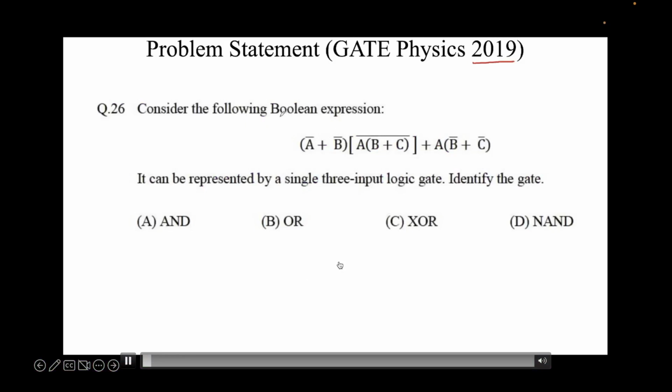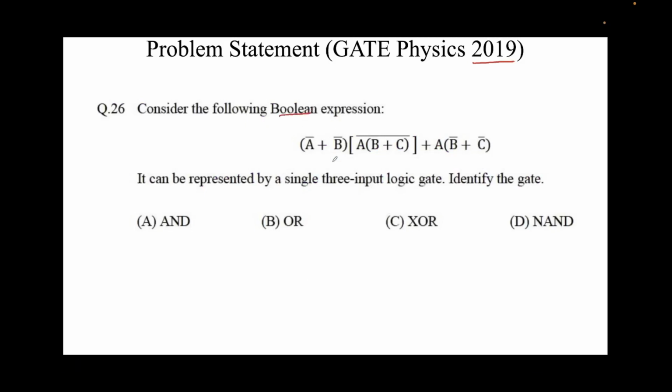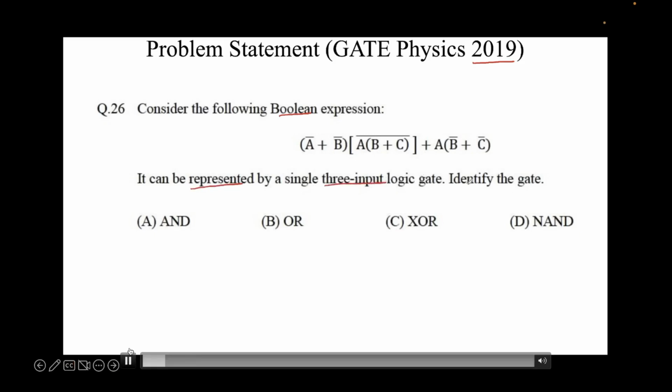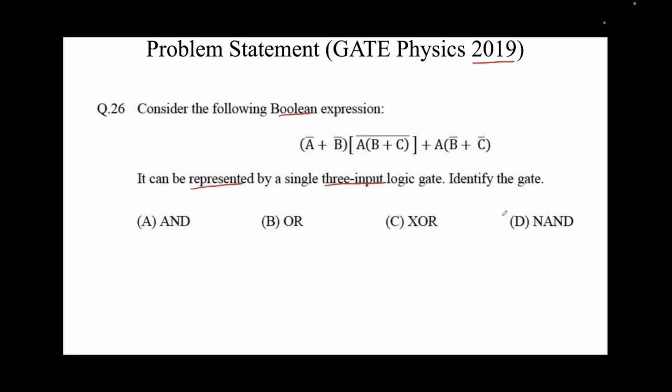The following Boolean expression: (A bar plus B bar) times (A into B plus C) whole bar, plus A times (B bar plus C bar). The question says it can be represented by a single 3-input logic gate. Identify the gate. The options are AND, OR, XOR, or NAND. This is a multiple choice question with one correct answer, and we need to find the correct one.